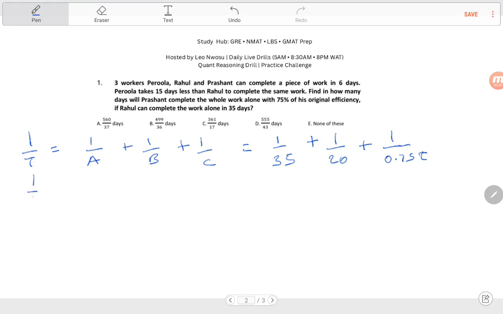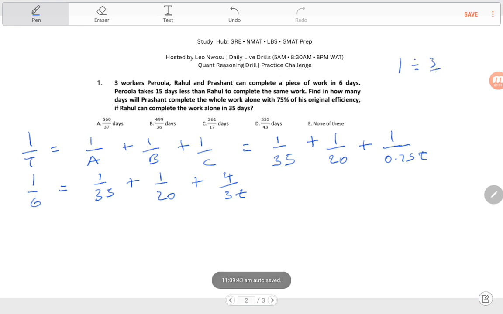Then 1/6 equals 1/35 plus 1/20 plus this is 3/40, which now becomes 4/30. Remember, if you have 1 divided by 3/40, so we now have 1 times... so we also turn this one upside down. It becomes 4/30. So that's how we got 4/30.